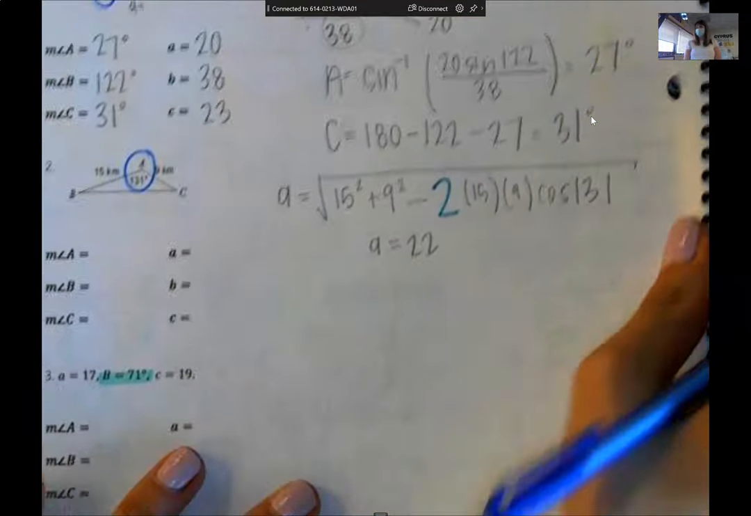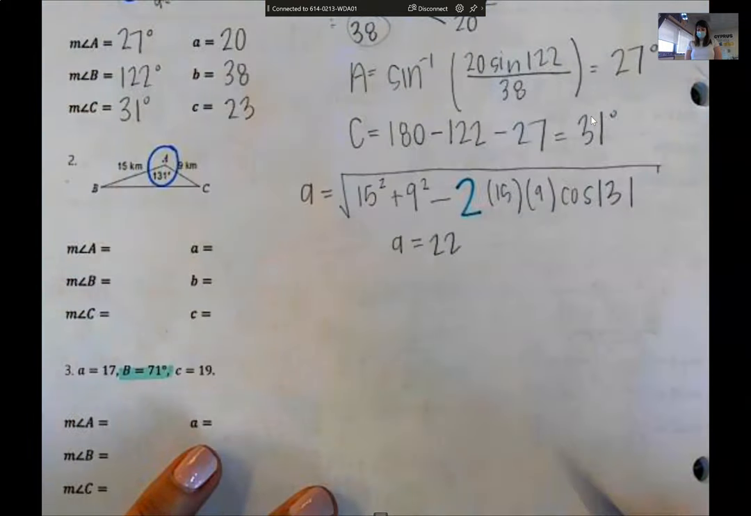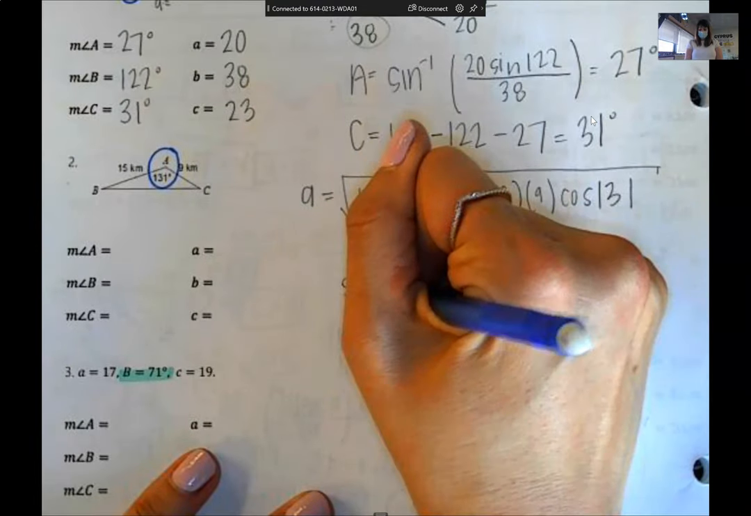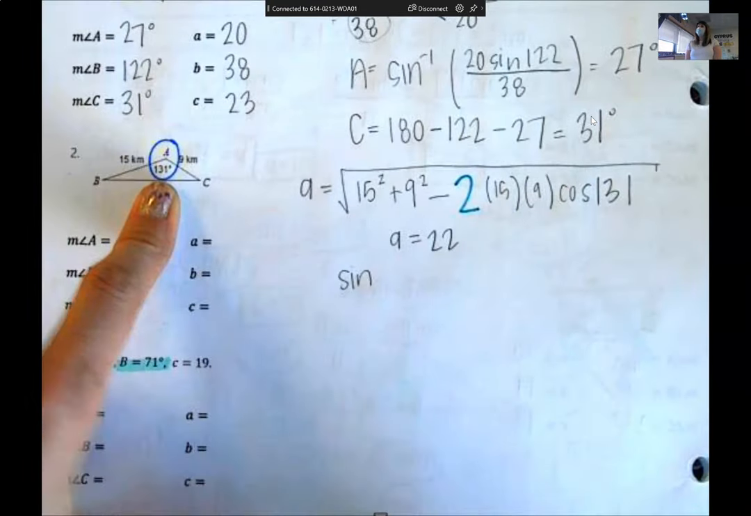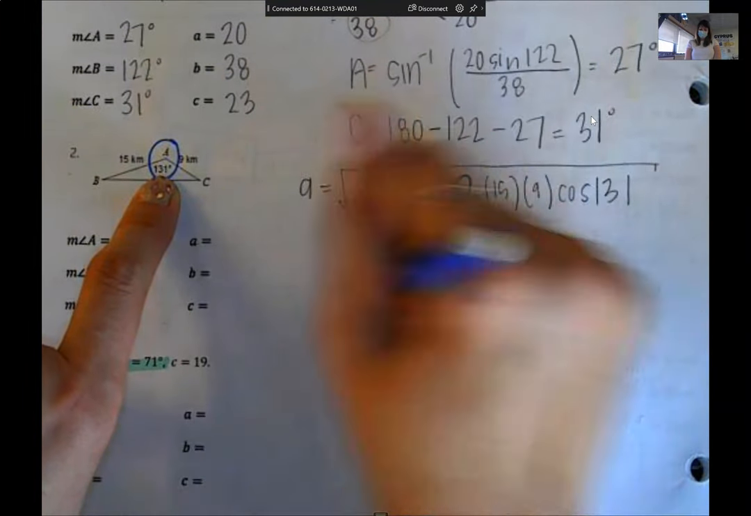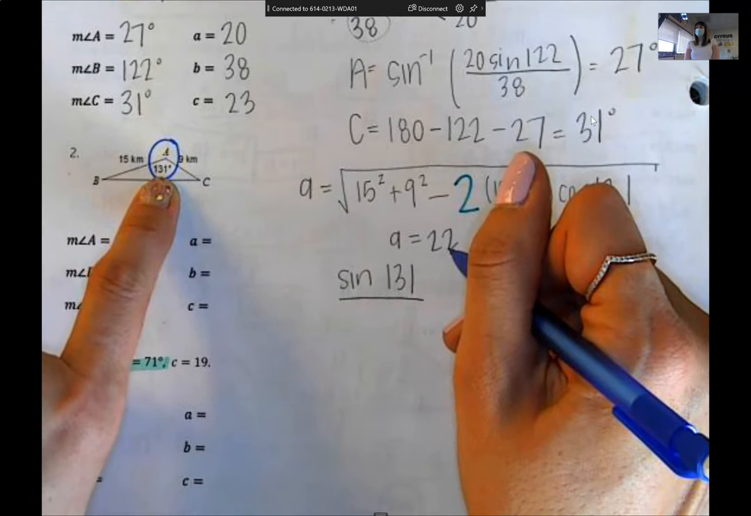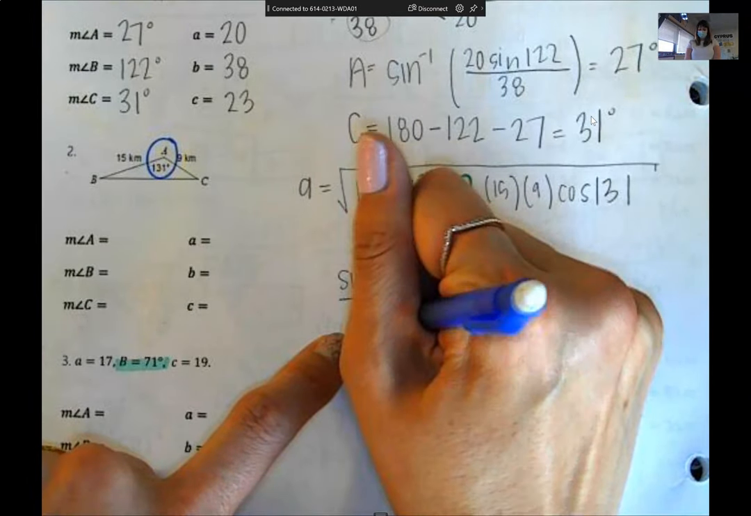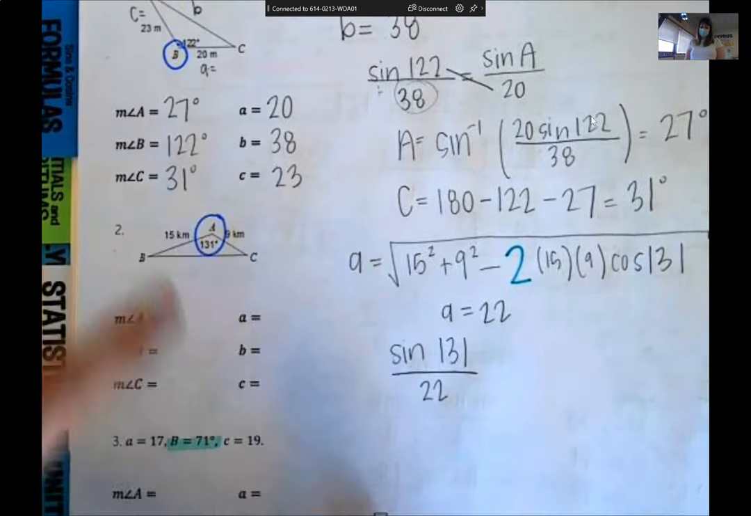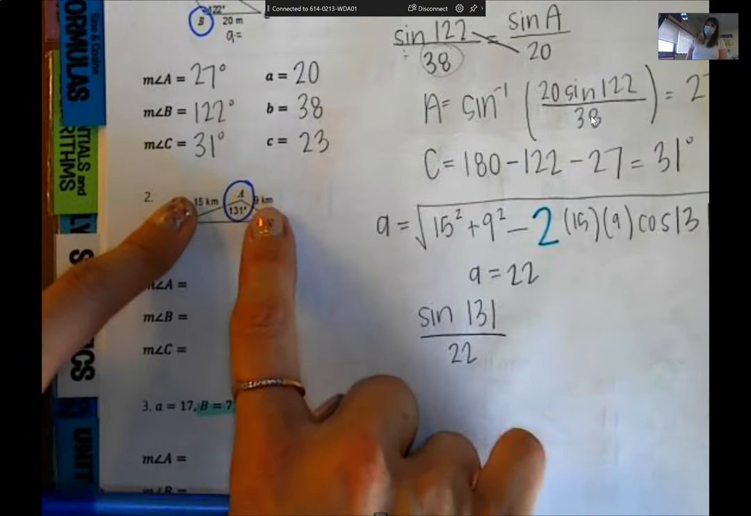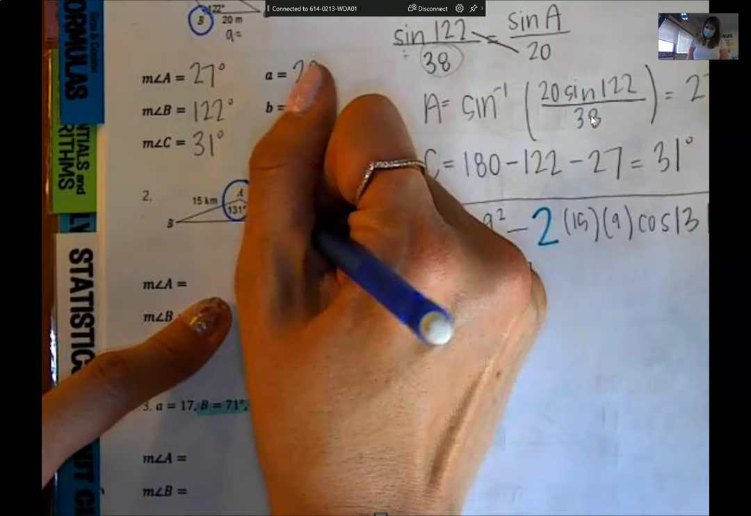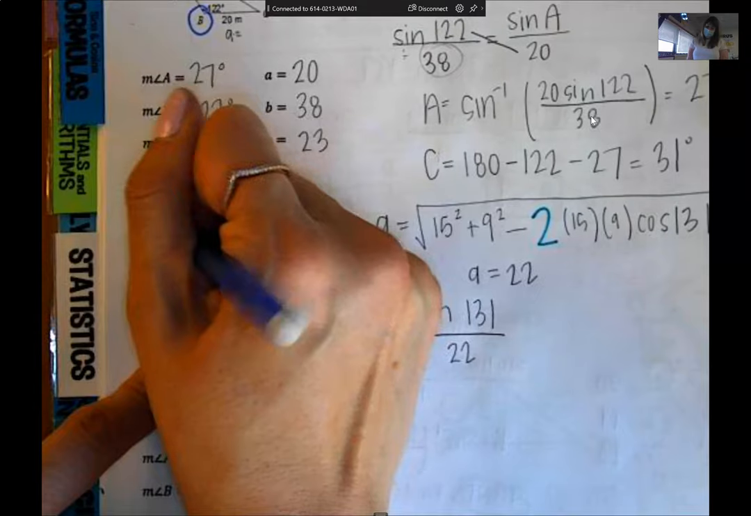Now we go right into the law of sines. So we're going to say sine of this only angle that they gave us, 131, over the side that we just found, 22. Now we're going to find the angle that matches the smallest side. So the 9 is smaller, which means that we're finding B first.